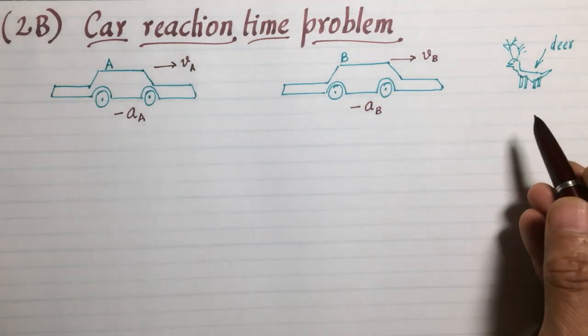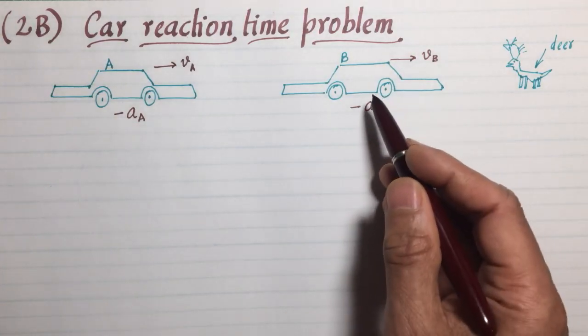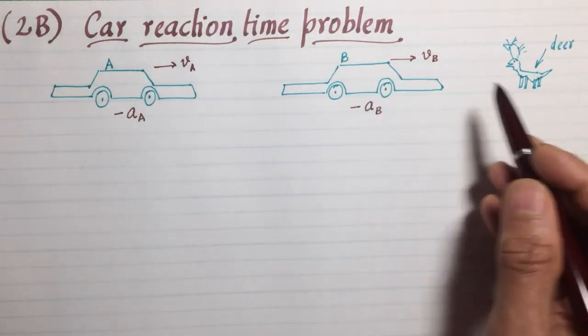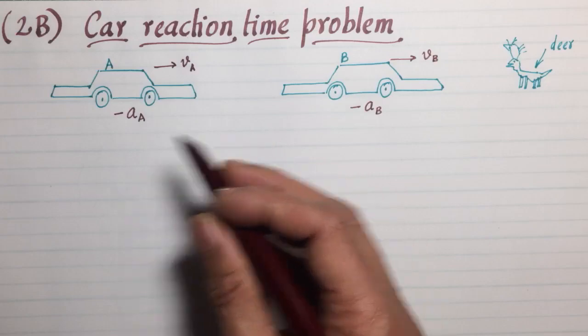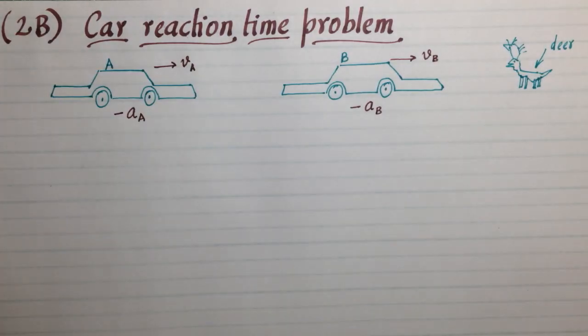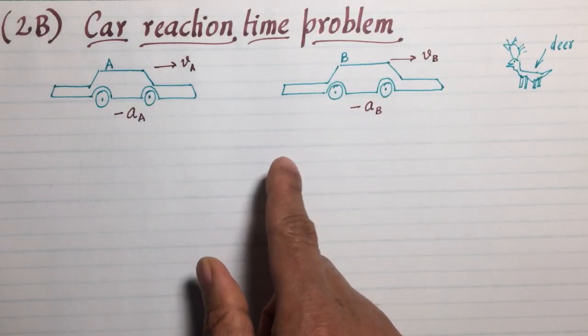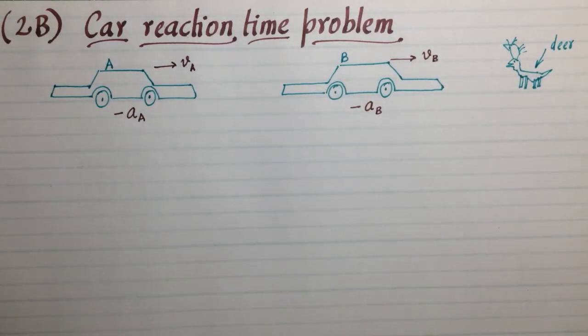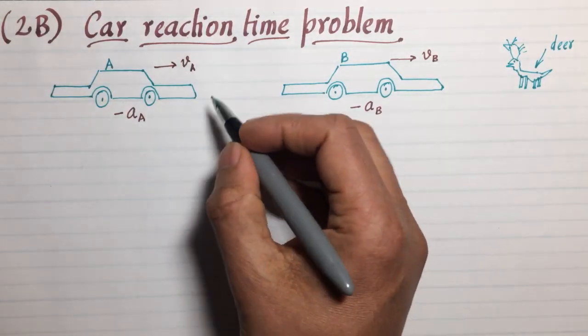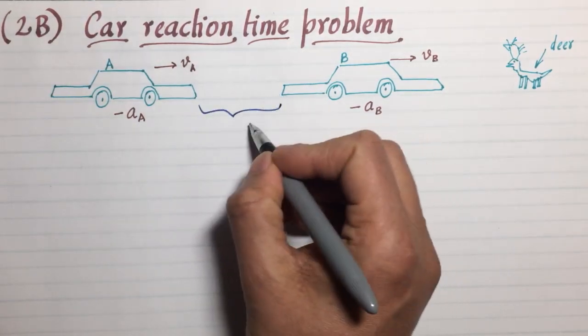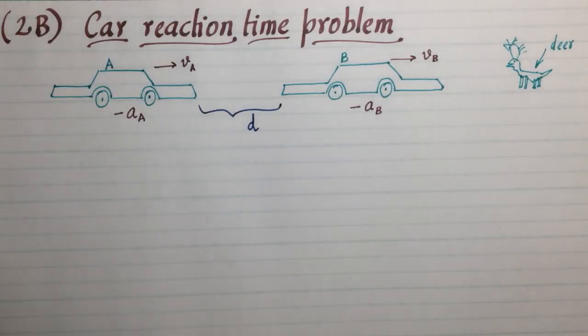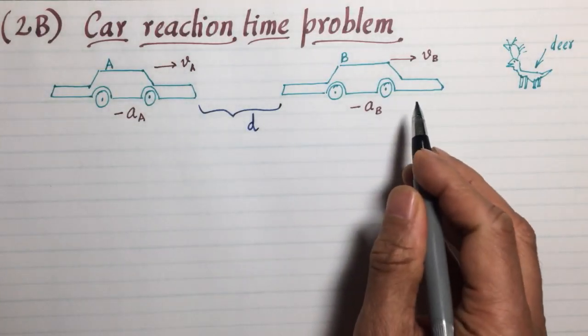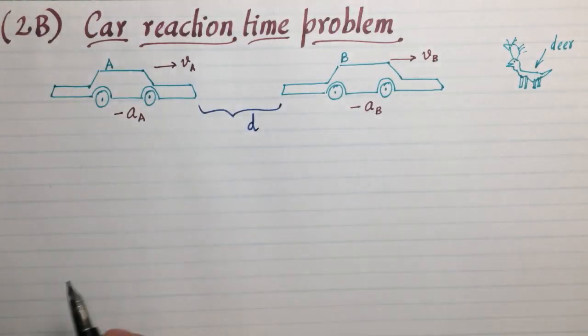This deer is seen. This person immediately applies the brakes to avoid hitting it. Now the question I want to ask is, what about this car? Will this car hit the other car, or not? In other words, will A hit B? That's the concern here. So we're talking about a potential accident. Let's say the distance between these cars is d at the moment that B applies the brakes.